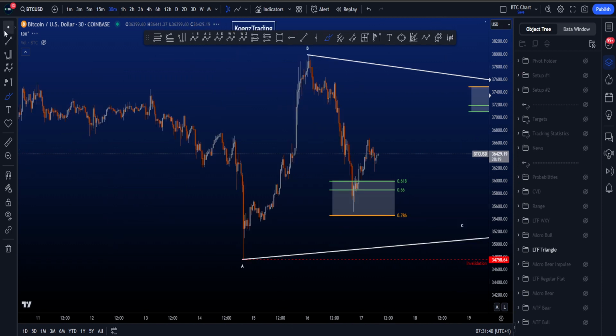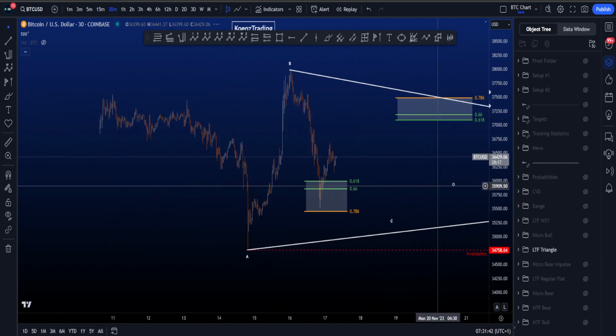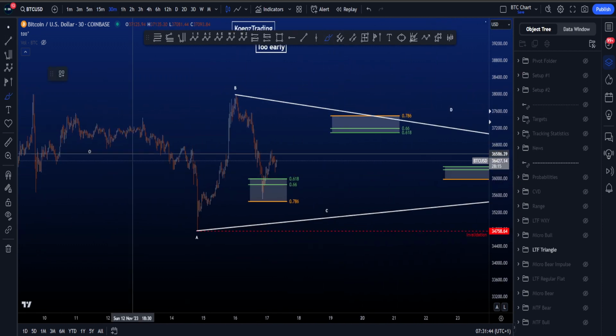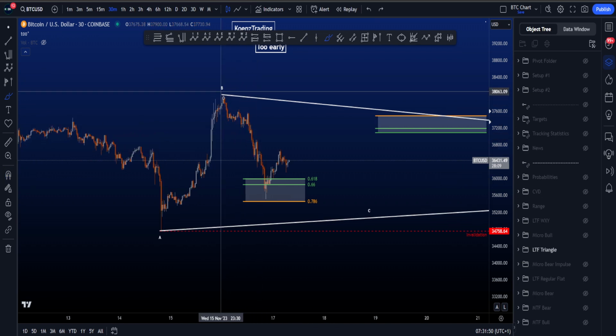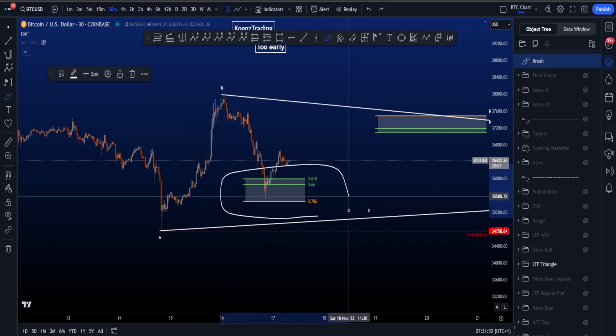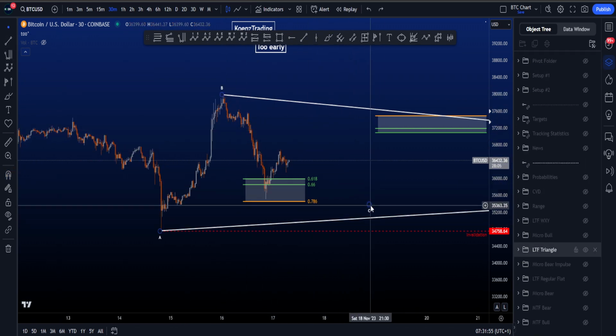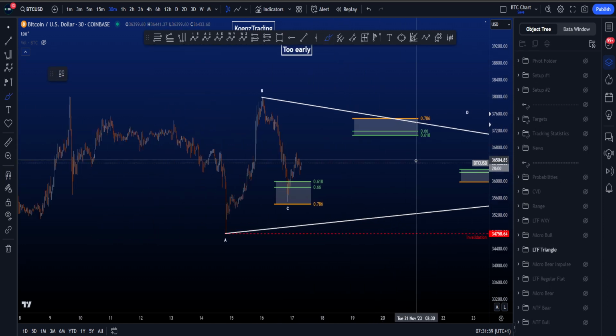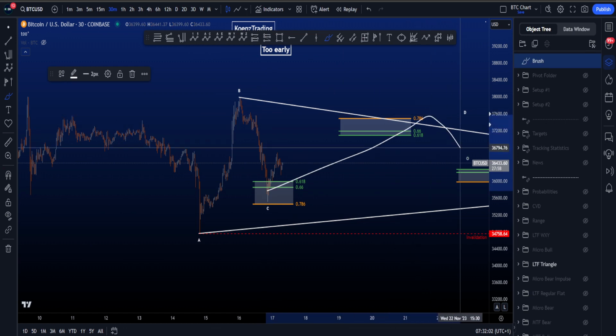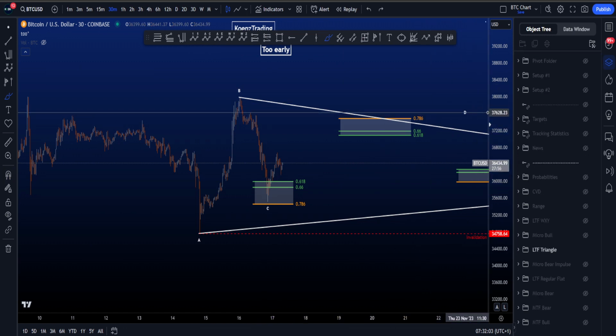Now on the other side, we then have this triangle over here, A, B, C, D, E, right? 3-wave structure A, ABC, in a wave B, a zigzag as well. And then you're going to be looking for this move to be a 3-waver. This is the most common target area for your wave C as well. Over here, the 0.786 to the golden pocket area. And then you're looking for a wave D, E, and eventually continuation to the upside.